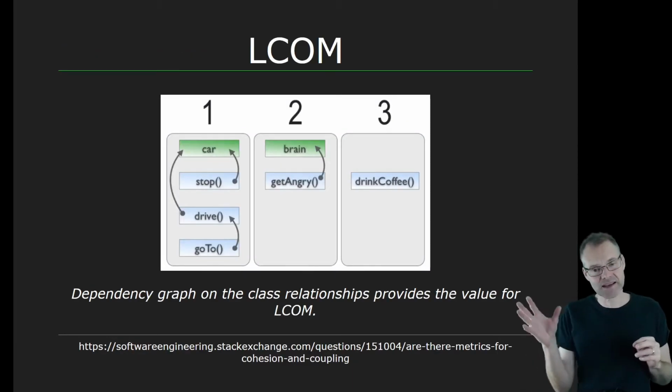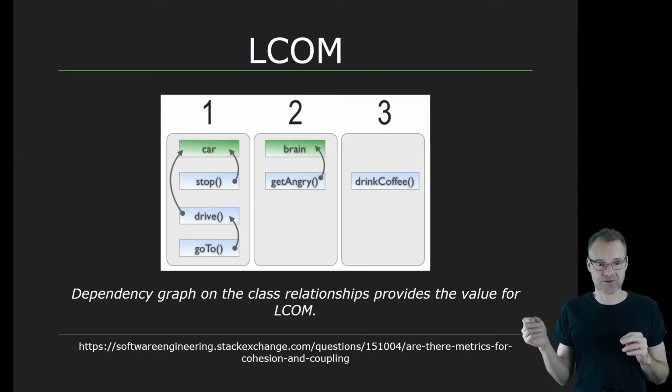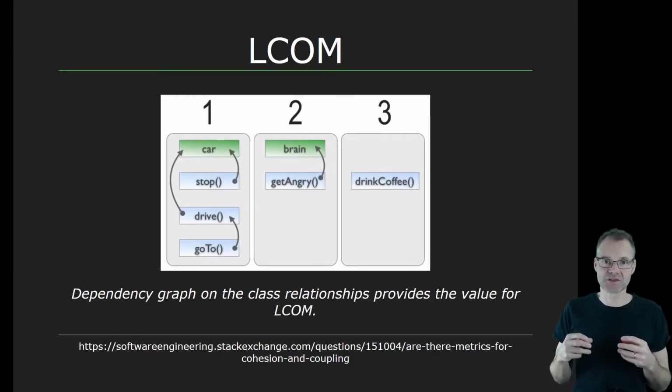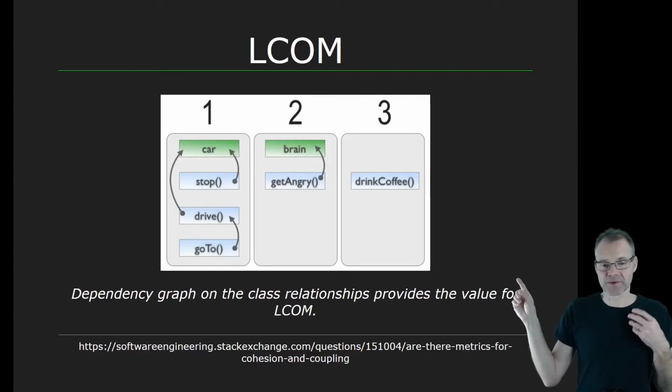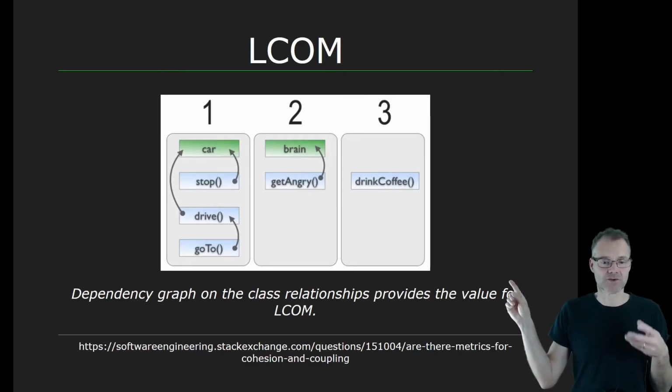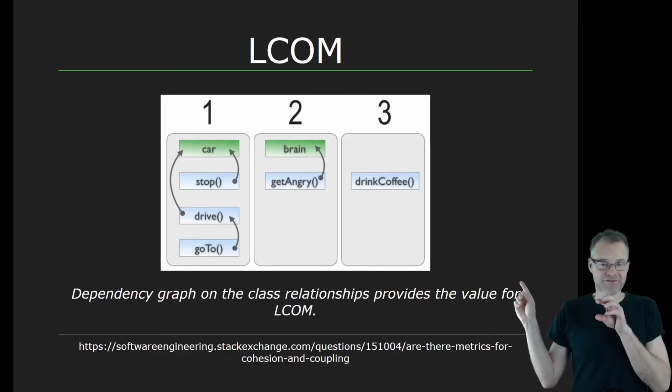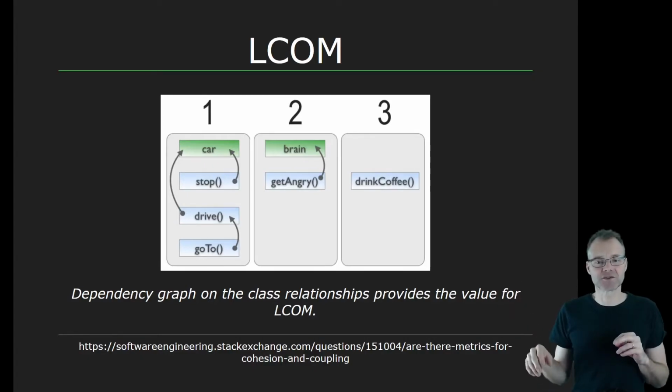And here is a calculation of LCOM. Here is an LCOM of 3. It is built using a dependency graph. At the first line, at the 1 there, we have a use case where we use the class: we're driving a car and we're stopping the car. All of those are related to each other. Then we have another feature of the class saying, oh, I'm getting angry and it's using my brain. But that is not related to the first use case. And then we have a third use case, drink coffee, and it's not related to the other ones. So here we have an outcome of 3.